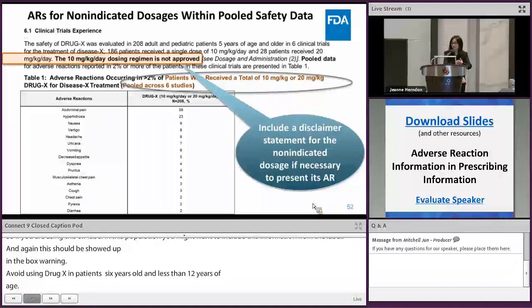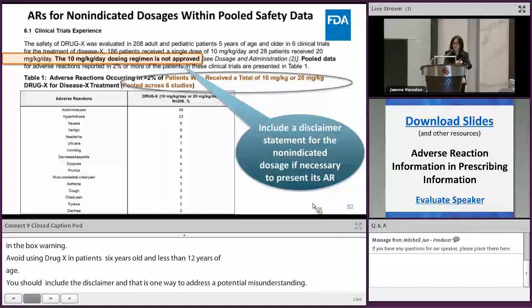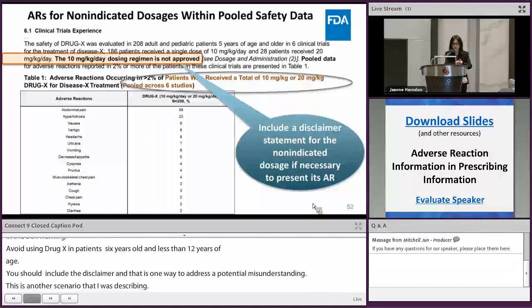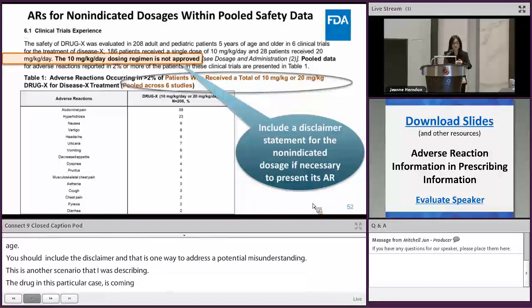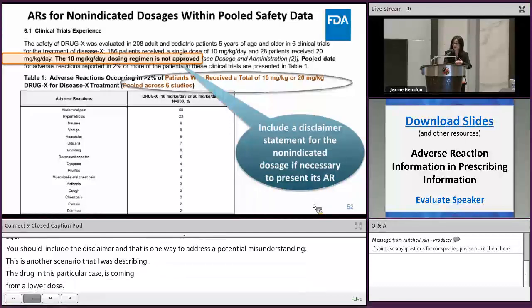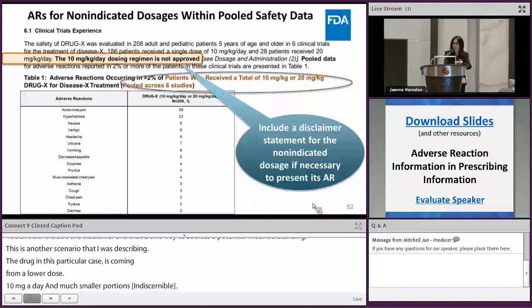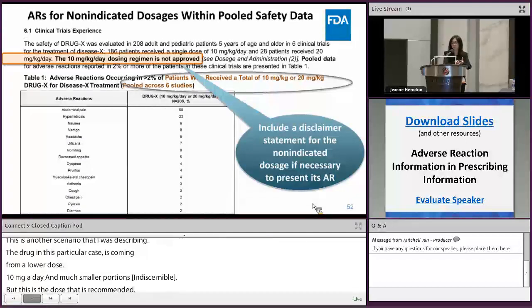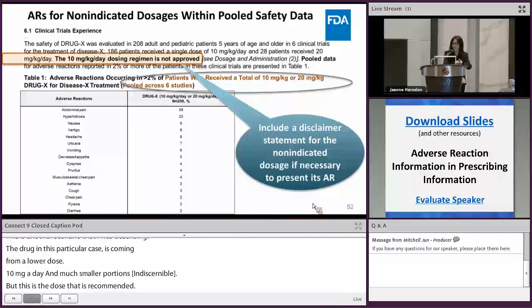Here's the other scenario I was describing, where most of the drug, in this particular case also recently approved, is coming from the lower dose, 10 milligrams per kilogram per day. The majority of patients received that regimen, and a much smaller portion received the higher dose of 20 milligrams per kilogram per day. But that ended up being the dosage that was recommended. And so when you go to develop Section 6, it's suboptimal to have a tiny subset that may not be able to present the whole or communicate the entire profile of adverse reactions.